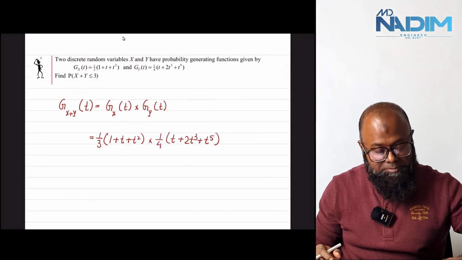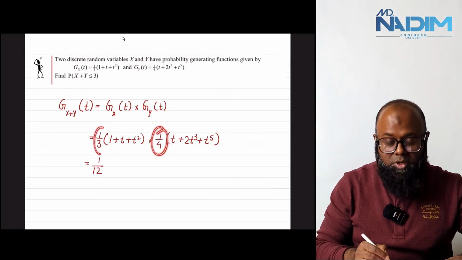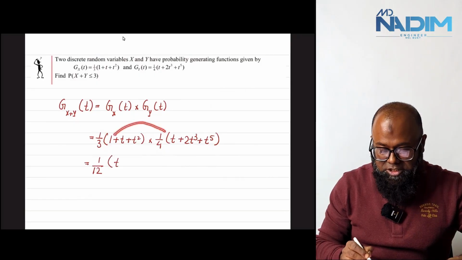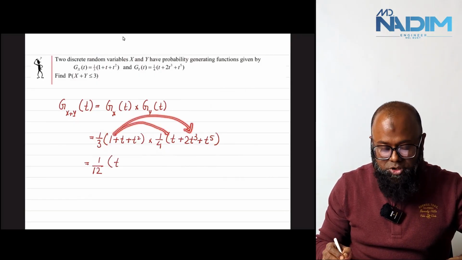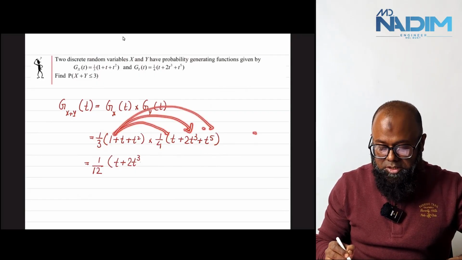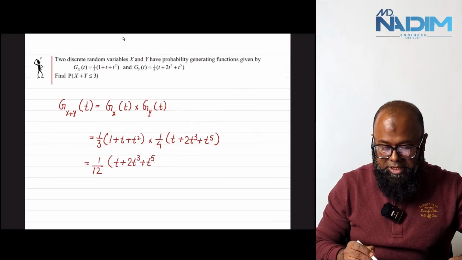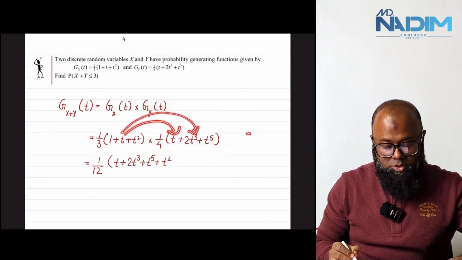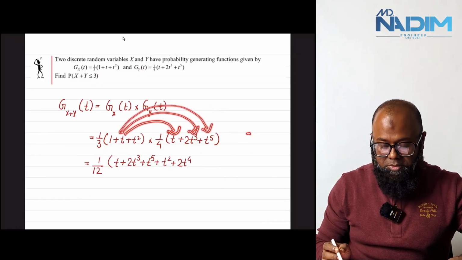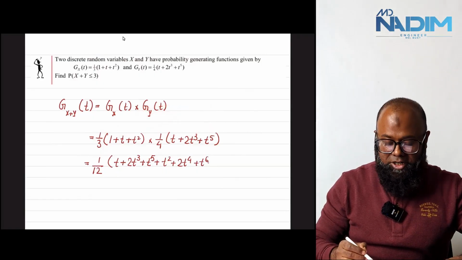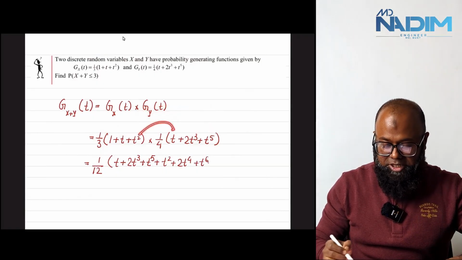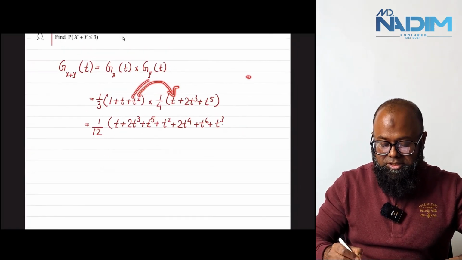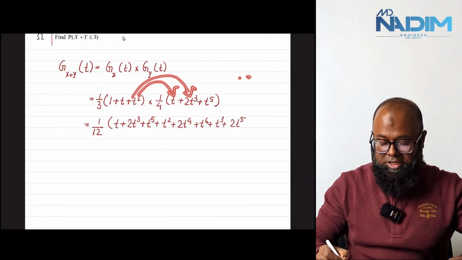So, let us do that, guys. Now, here 1 by 4 and 1 by 3 is 1 by 12. Now, if I multiply these two, I will be getting t plus 2t cubed plus t to the power 5, and then with this I will be getting t squared, then 2t to the power 4, then t to the power 6. Now, from here if I multiply with this, I will be getting t cubed here, and then with this one I will be getting 2t to the power 5 and then t to the power 7.